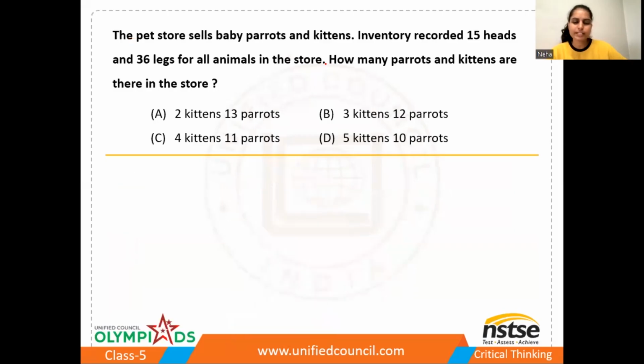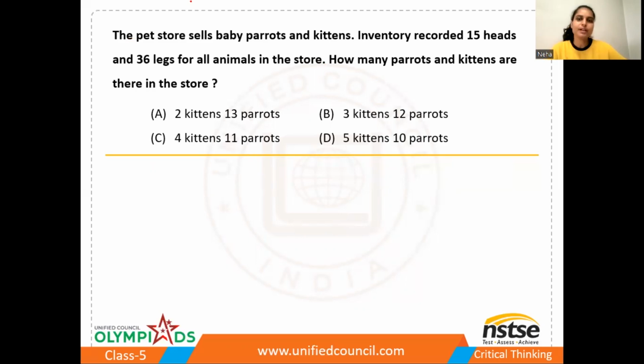Now, my dear students, let me show you the last question for today. This is your last question. My last question is saying that a pet store, quite interesting, a pet store sells baby parrots and kittens. Inventory recorded 15 heads and 36 legs for all animals in the store. How many parrots and kittens are there in the store?